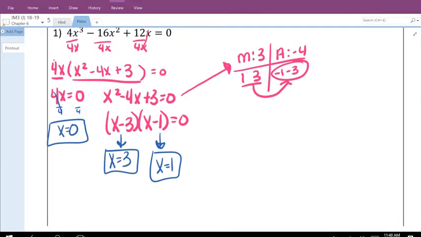I should be good. I always like to check that. If you only got 2, you're missing one somewhere. You might have forgot that 4x in the beginning, which is very common. People do that all the time.